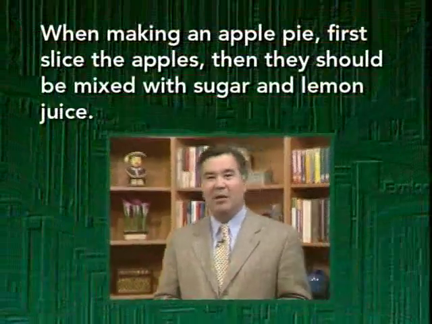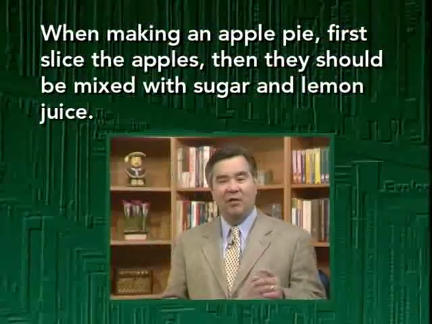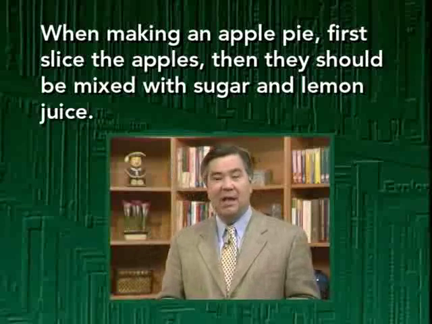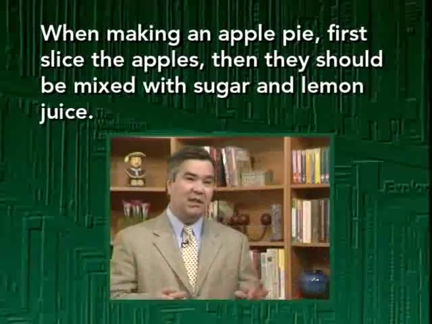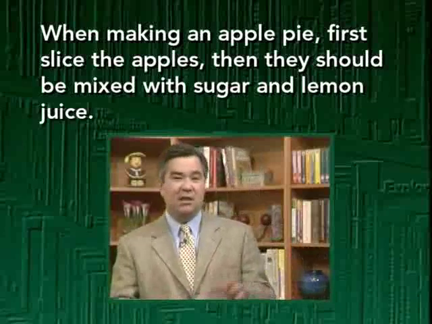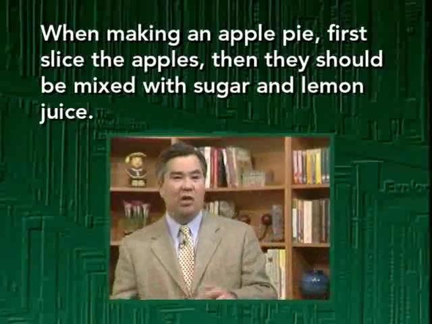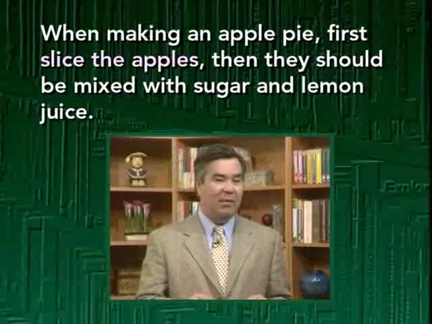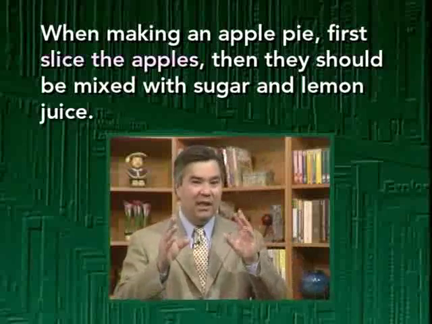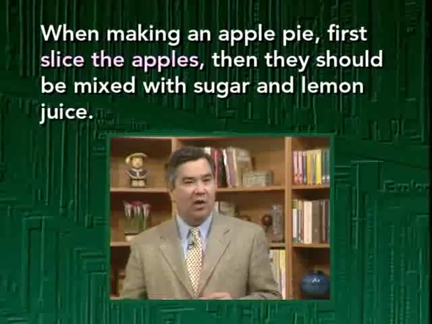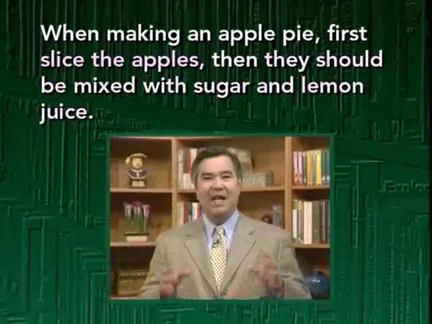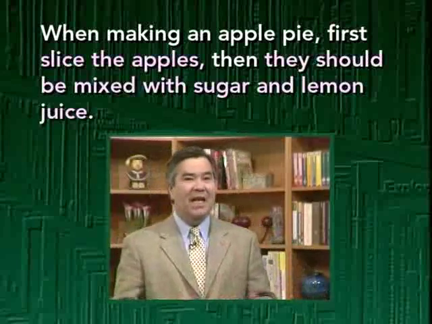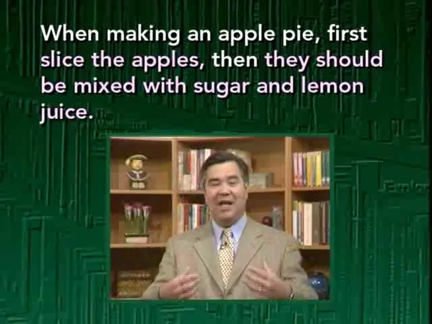Let's take a look at this example. When making an apple pie, first slice the apples, then they should be mixed with sugar and lemon juice. Now here, two actions that are part of the process of making an apple pie are being described: the slicing of the apples and then the mixing of the apples with sugar and lemon juice. The problem is that the first verb here is an active verb, slice the apples, in which you, the actor, are doing the action, you're slicing. But in the second clause, the verb is set up in passive form. They should be mixed with sugar and lemon juice. They, the subject of the verb, is the apples, and they are passively receiving the action of being mixed.